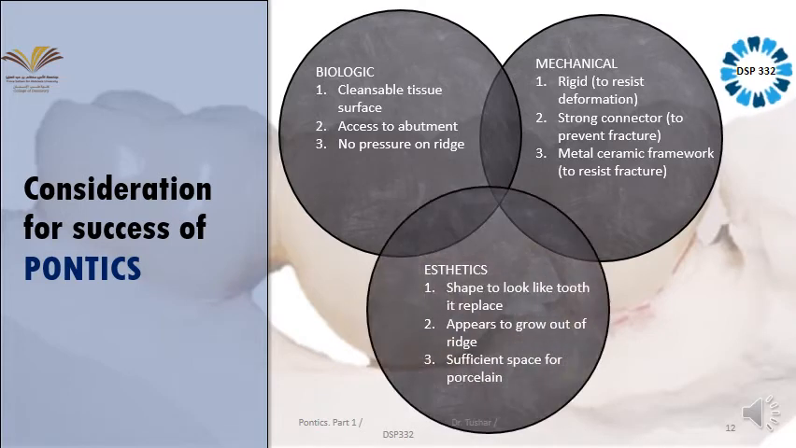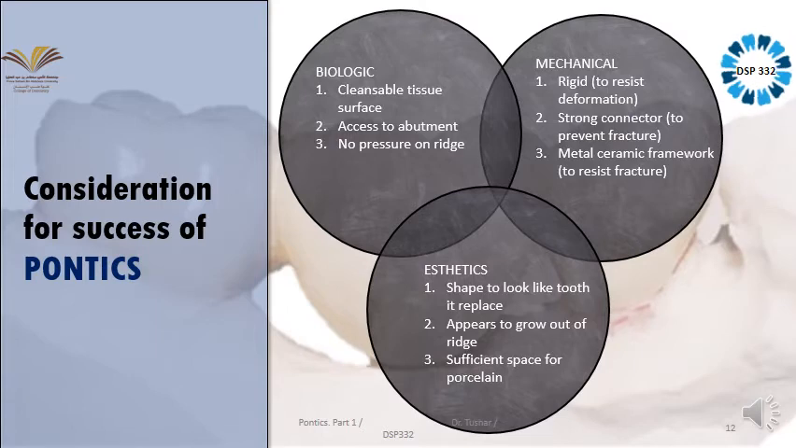Then we have aesthetic considerations. The shape should look like your natural tooth. If it appears like it is growing from the ridge, then automatically it will look like a natural tooth. And sufficient space should be there for porcelain, because if the porcelain layer is very thin, the color of the metal substructure inside will be reflected outside, and whatever shade you want to achieve for that particular case, you will not be able to achieve. So these are the considerations for success of your pontic.